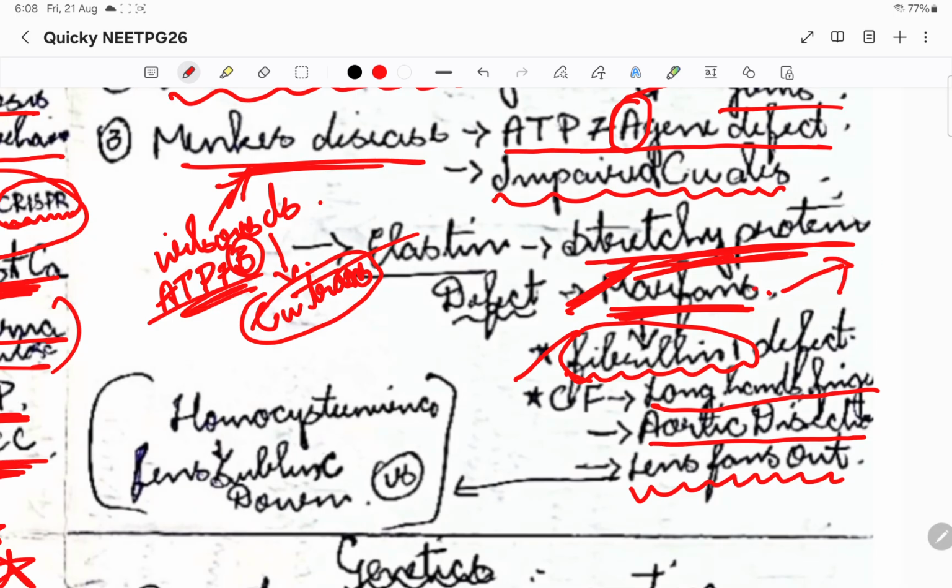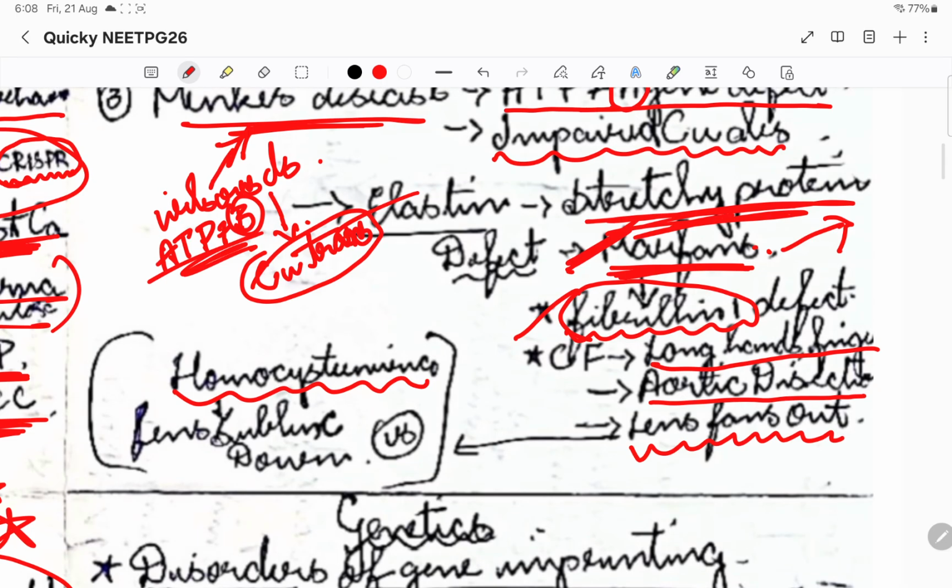Because there is also a defect called homocystinuria, which we'll be discussing further down in biochemistry, where lens subluxation is also there. So we will be confused between homocystinuria and Marfan's, right? In both of them, lens subluxation is there. In Marfan's, it is going to be upwards and outwards, whereas in homocystinuria, it is going to be downwards. So this is what I want you to keep in mind.